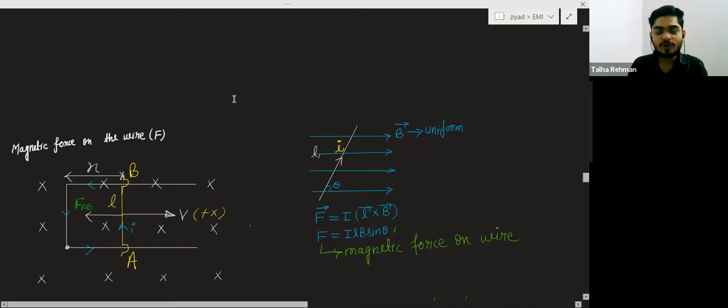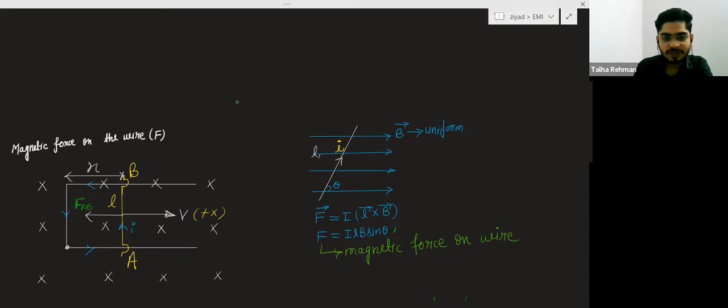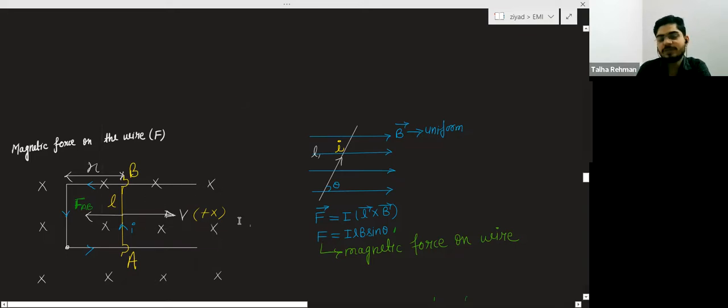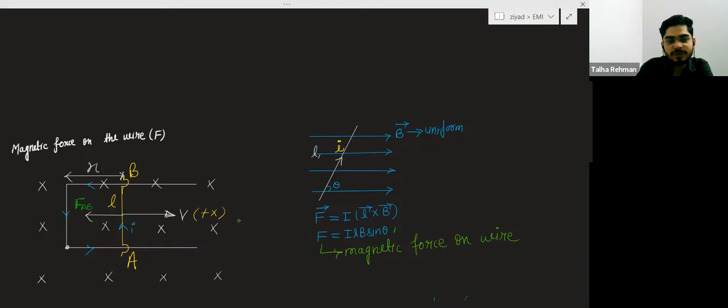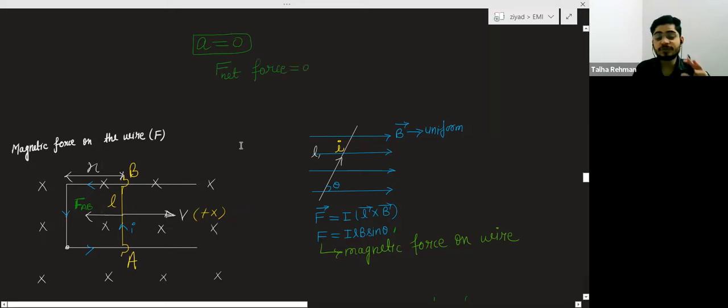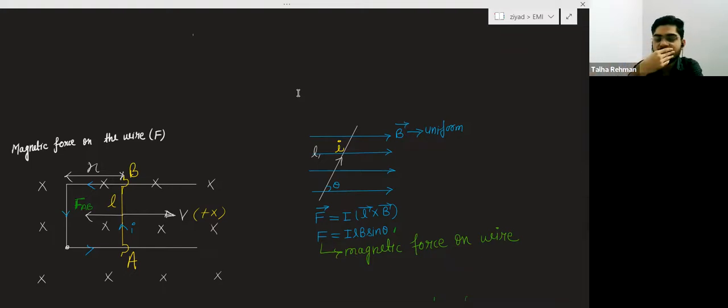According to the second law, this wire is moving with constant velocity, which means there will be no acceleration of the wire. So you can say there will be no net force on the wire. The net force on the wire should be zero so that the wire moves with constant velocity. Any body can move with constant velocity only when the net force on that body is equal to zero, according to Newton's second law.